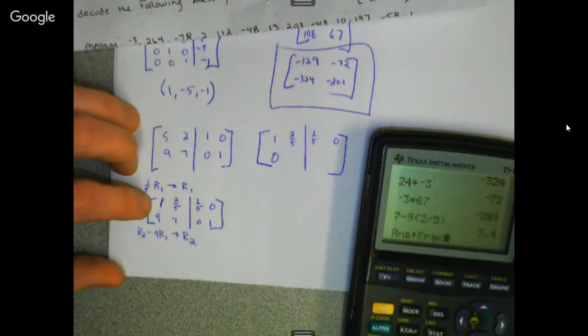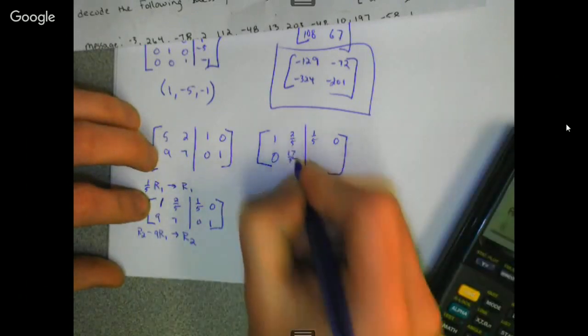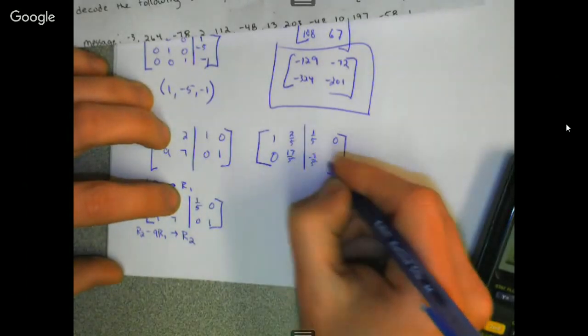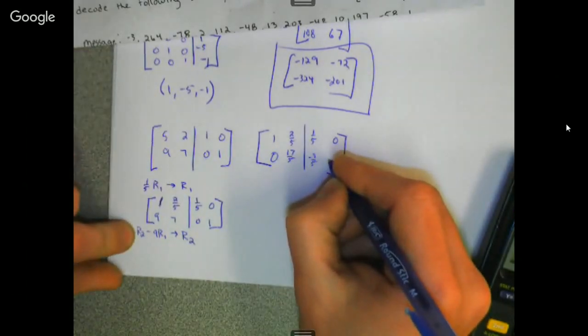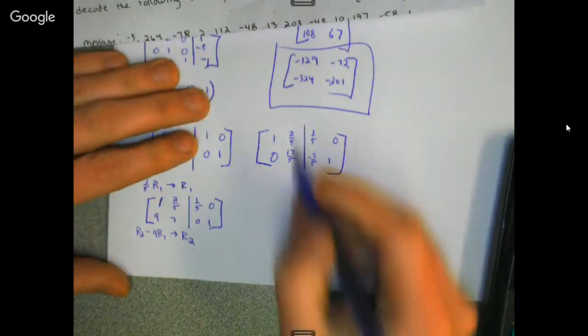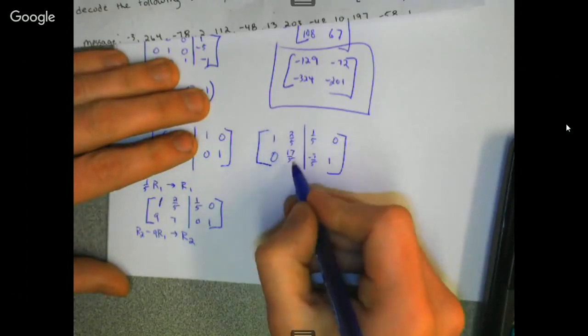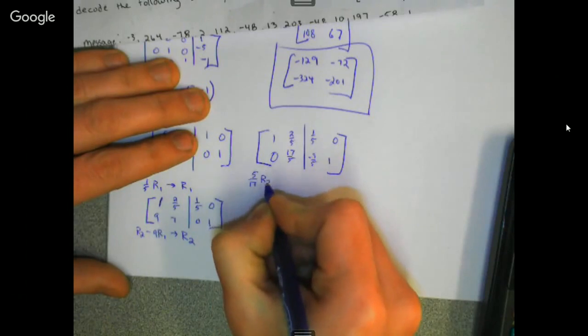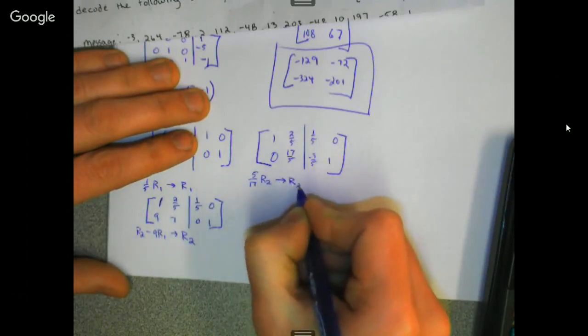So math fraction, 17 over 5 minus 9 over 5 and 1. So this row or this column is good. I need a 1 right here. So we'll take 5/17, row 2 back into row 2.